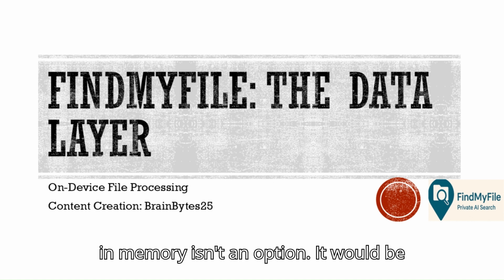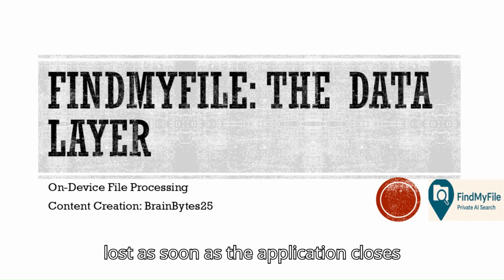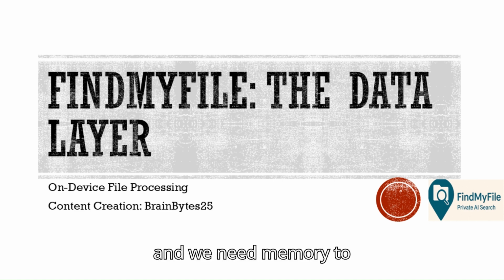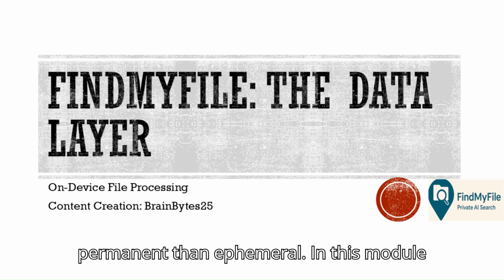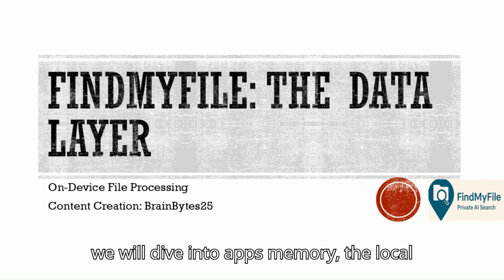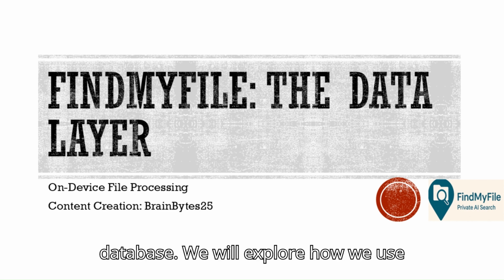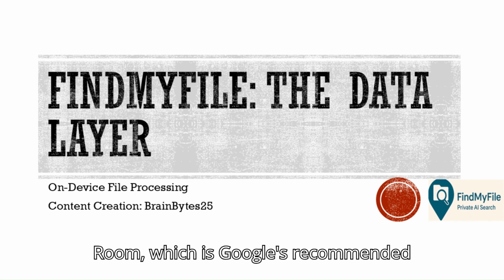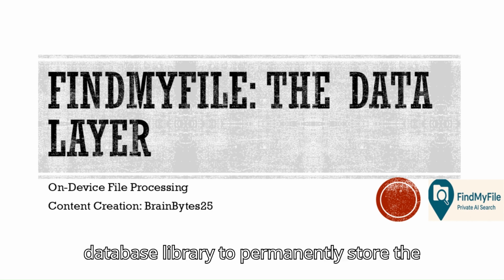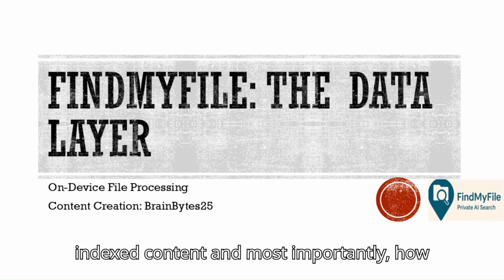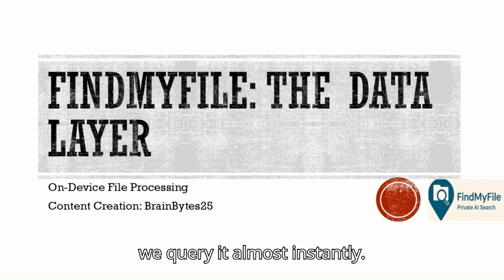Storing it in memory isn't an option. It would be lost as soon as the application closes. And we need memory to be permanent, a little bit more permanent than ephemeral. In this module, we will dive into the app's memory, the local database. We will explore how we use Room, which is Google's recommended database library, to permanently store the indexed content, and most importantly, how we query it almost instantly.